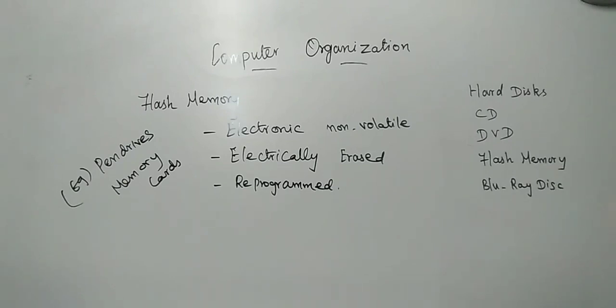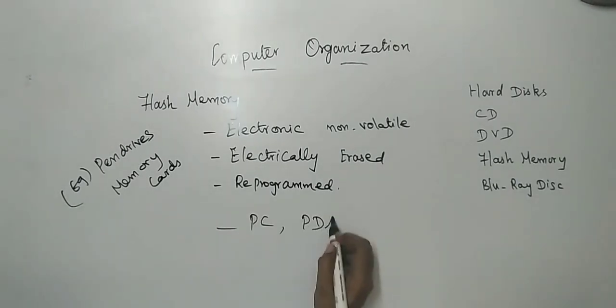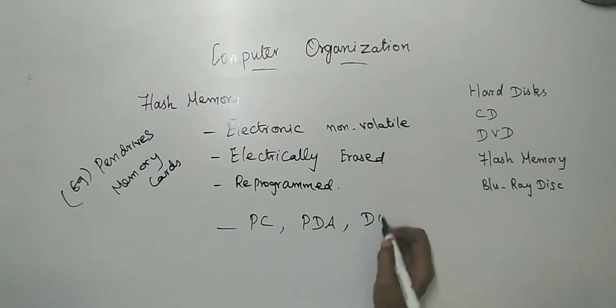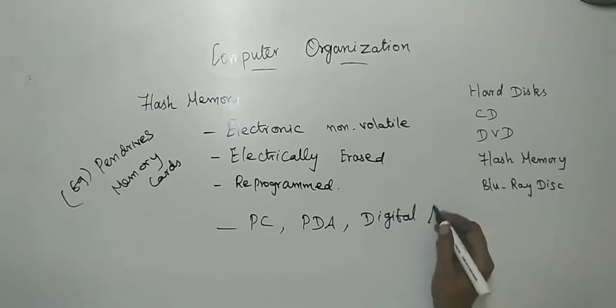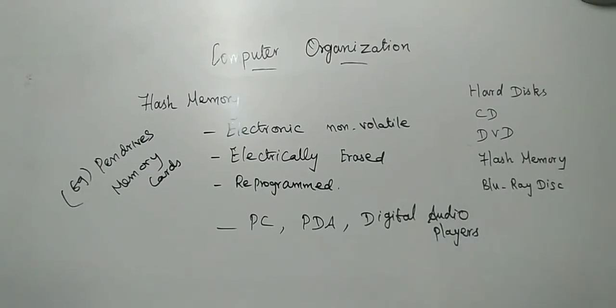Similarly, these flash memories are used in personal computers, PDA, that is your personal digital assistant, digital audio players, digital camera and mobile phones. These are the areas where you can use the flash memory. Where and all can you use? Personal computers, that is your PC. Next it is your PDA. PDA is nothing but personal digital assistants. Next your digital audio players. There you people will be inserting your pen drive, no? By means of that one you will be having your songs and all. Okay, so these are the areas where you are using the flash memory.